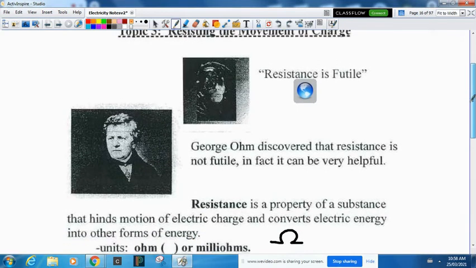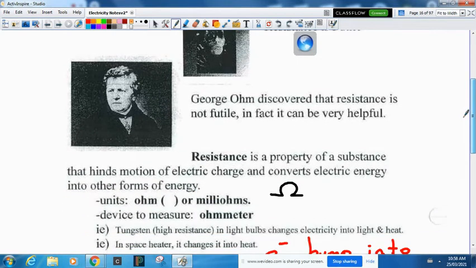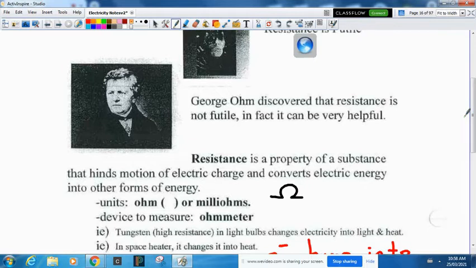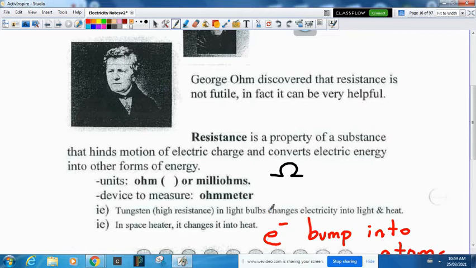It's very helpful. Resistance is a property of a substance that hinders the motion of electric charge and converts electric energy into other forms of energy. The units for this are the ohm or the milliohm, and there's a symbol for the ohm. The device used to measure this is an ohm meter. Now, we're not going to deal with the ohm meter part using the multimeter because we really don't use it very much.